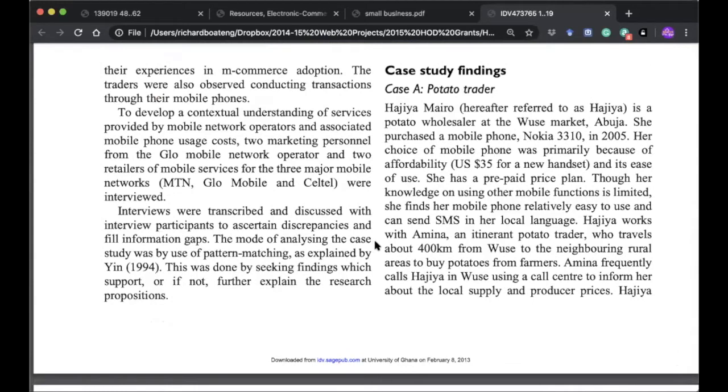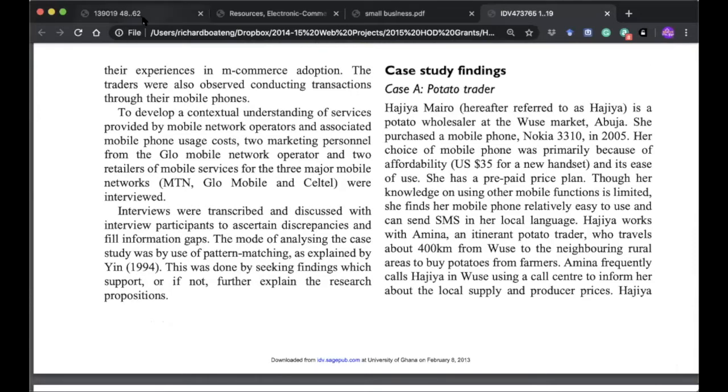The mode of analyzing the case study was pattern matching, as explained by each of the other explanations that exist there. This was done by seeking findings which support, or if not, further explain the research propositions.